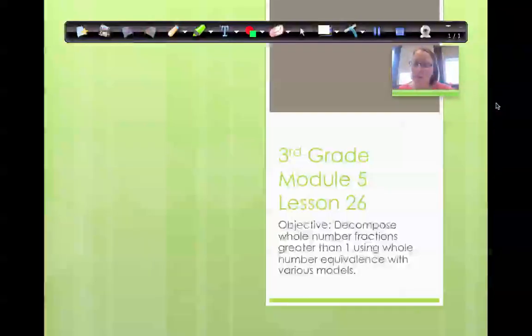Hello, we're going to do Module 5, Lesson 26 today. Our objective is that we're going to decompose whole number fractions greater than 1 using whole number equivalents with various models. So basically we're going to be using number bonds and number lines. We're going to take fractions apart. Okay, first things first.